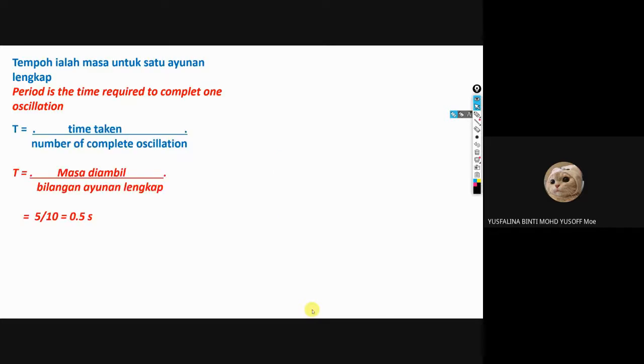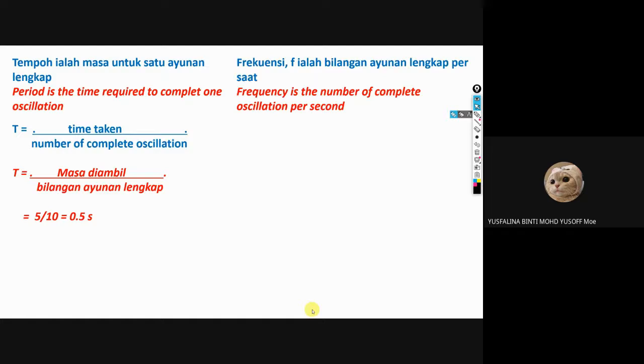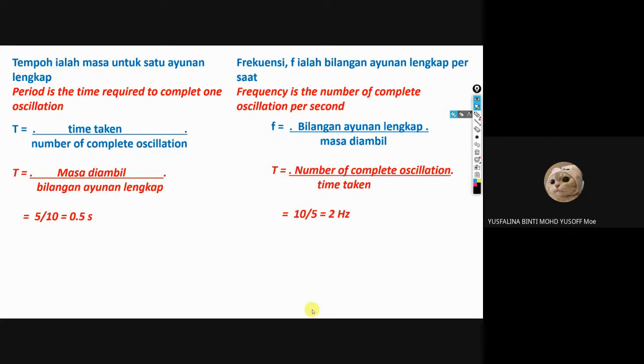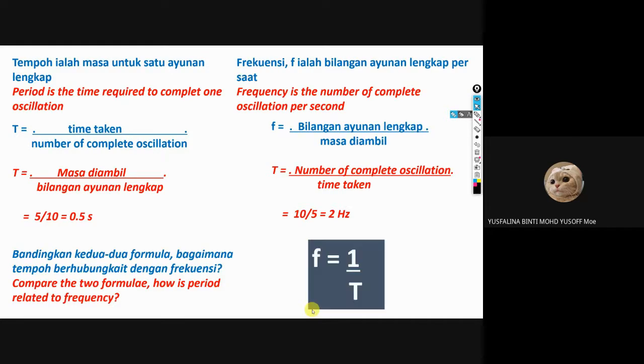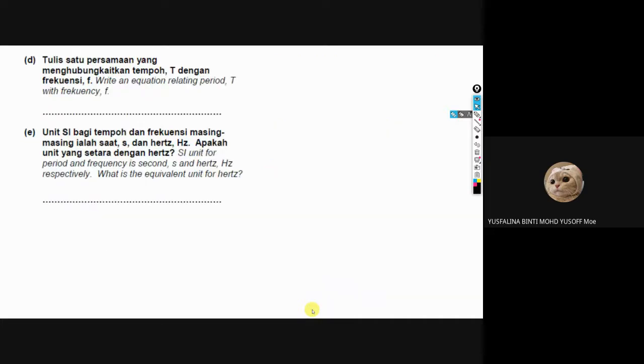So this is the answer for the question just now. This is how he derived the formula: f is 1 over T. For D, it asks you to write an equation relating period T with frequency f. So f equals 1 over T. This is the formula.